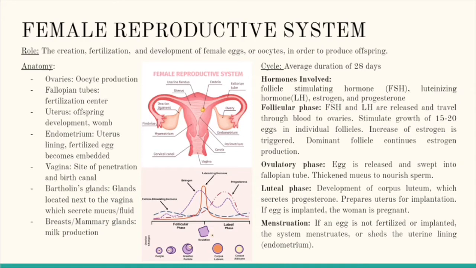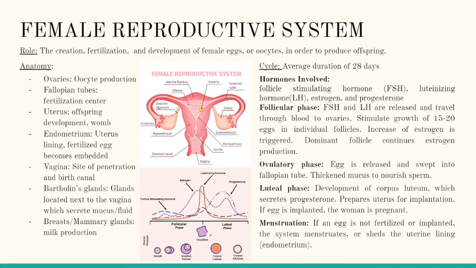The next phase in the cycle is the ovulatory phase. In this phase, the egg is released and it is swept into the fallopian tube. In this phase, the mucus will thicken in order to nourish the sperm so that fertilization can occur.